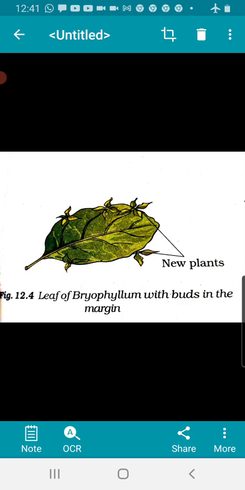The plants produced by vegetative propagation take less time to grow and bear flowers and fruits earlier than those produced from the seeds. The new plants are exact copies of the parent plant as they are produced from a single parent.